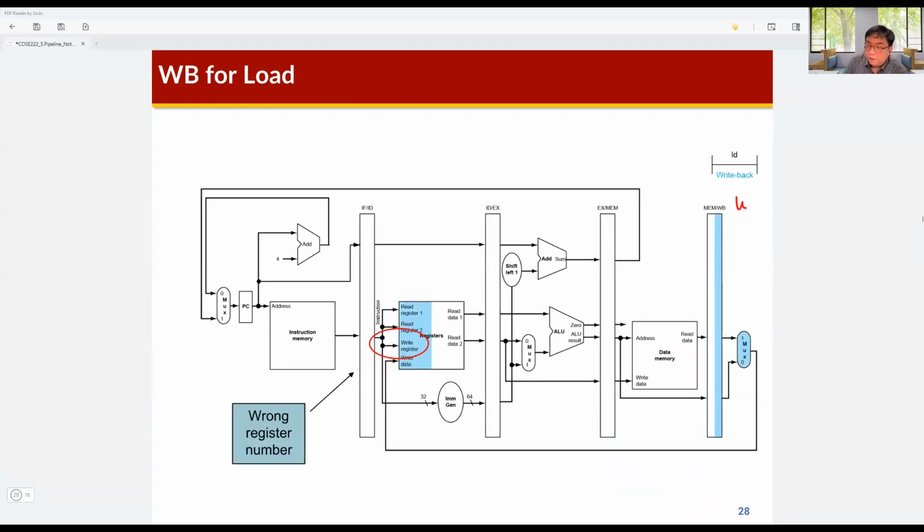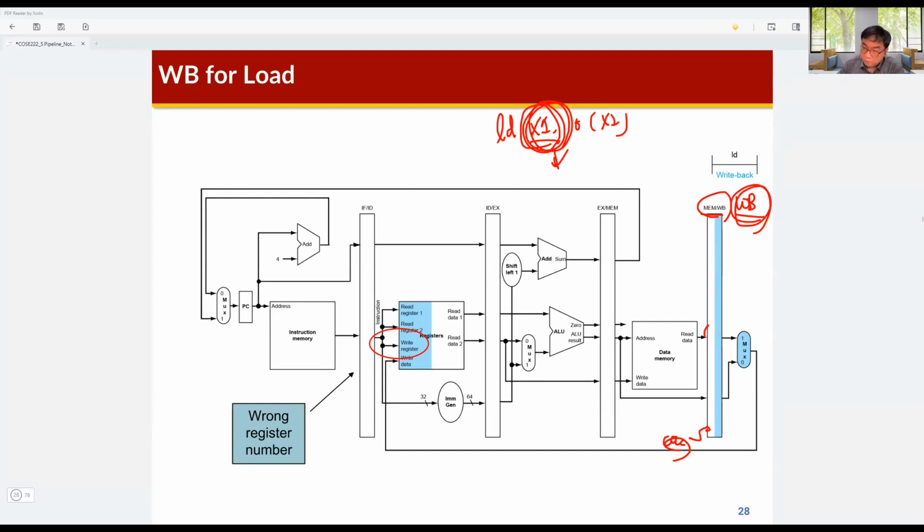Okay, and then write back. Load x1, 0, x2. So the data out from the data memory is sampled by the clock signal by the memory and write back pipeline register. Okay, and then this output should be written back to the register file. So this is the destination register, like this.